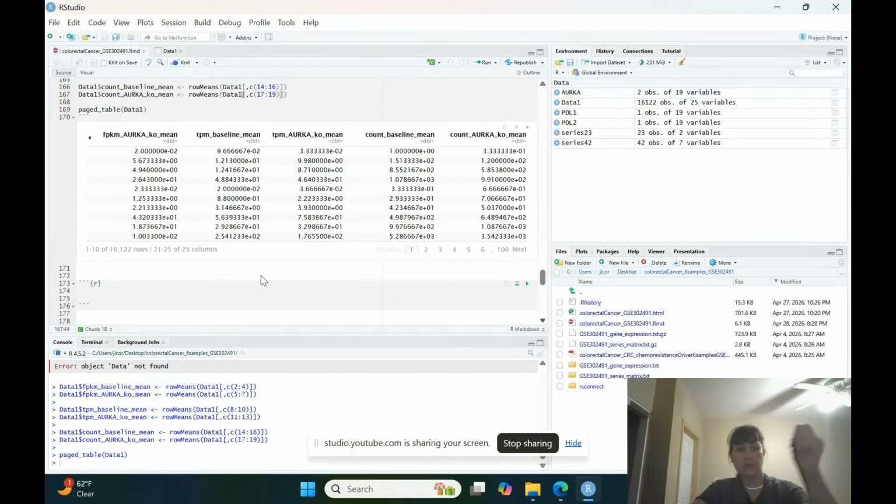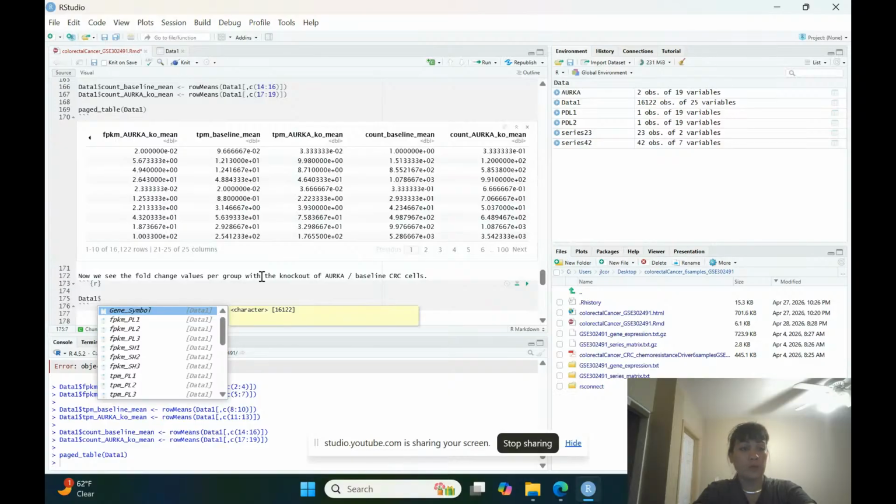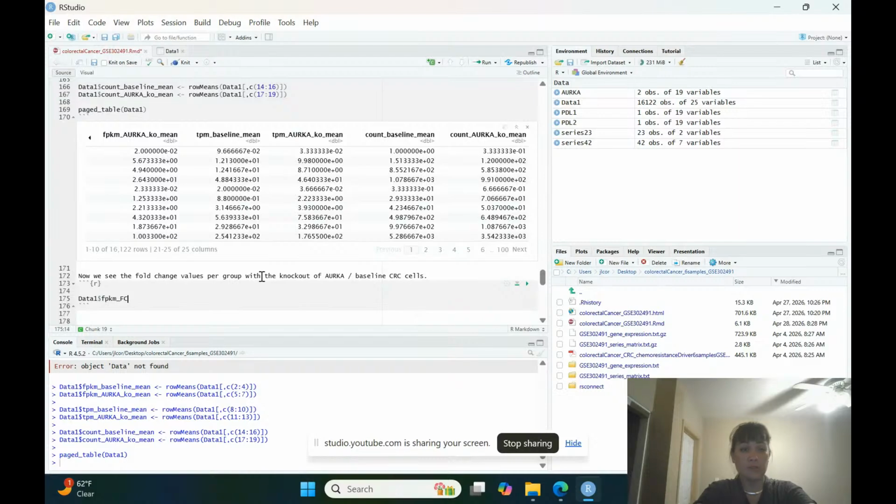So now we see the fold change values for the group with the knockout of ARCA over baseline CRC cells. Data 1 by FPKM FC for fold change.